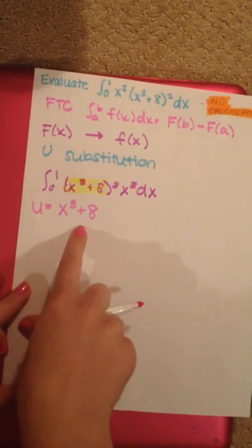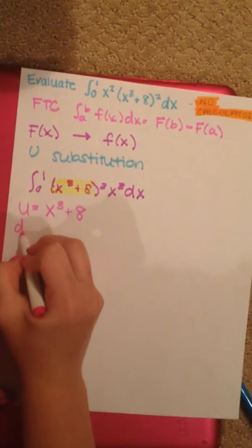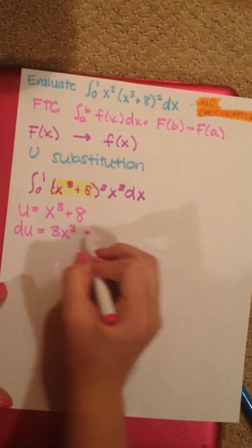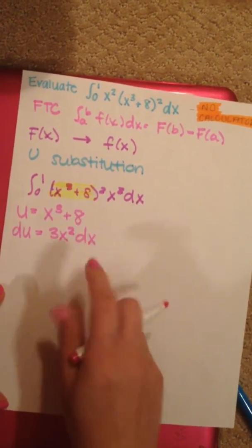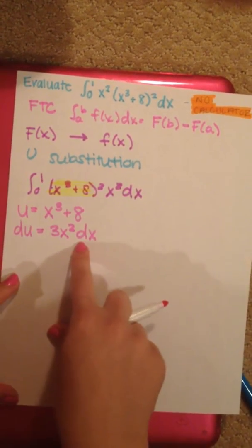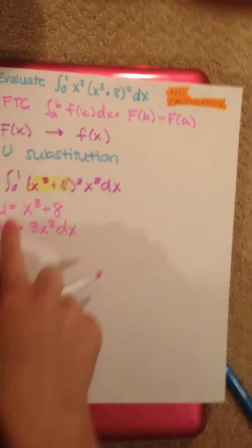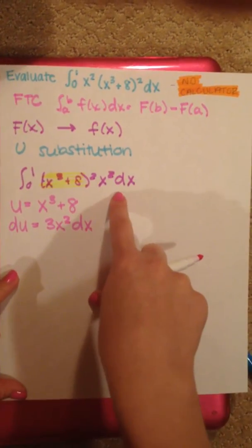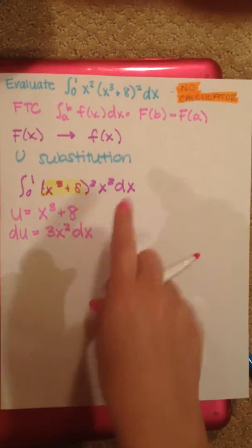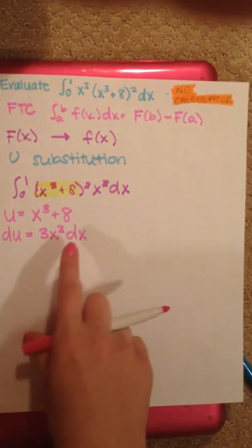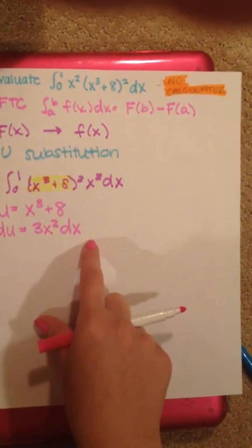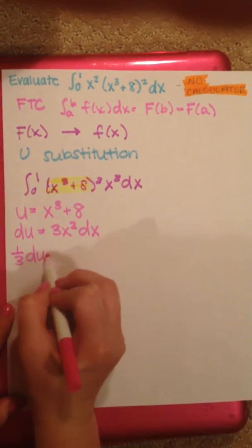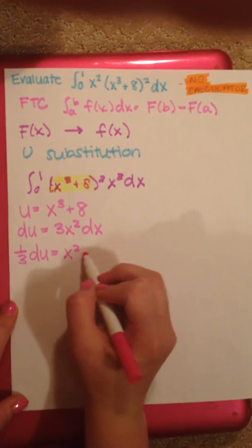So you're going to find the derivative of u, du, which equals 3x squared dx. Now you want your du, the derivative of your u, to match the dx in your equation, which in this case is x squared dx, and down here you have 3x squared dx. So all you have to do is divide each side by 3, and that's how you even out your equation.